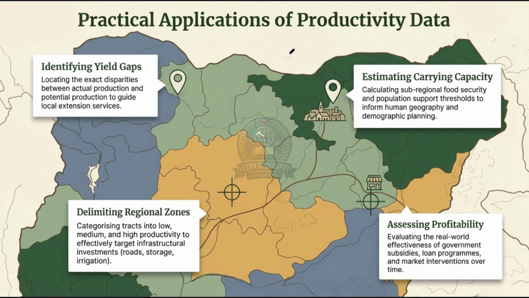Practical applications of productivity data. Identifying yield gaps, locating the exact disparities between actual production and potential production to guide local extension services. Estimating carrying capacity, calculating sub-regional food security and population support thresholds to inform human geography and demographic planning. Then delimiting regional zones, categorizing tracts into low, medium, and high productivity to effectively target infrastructure investments, routes, storage, and irrigation. Assessing profitability, evaluating the real-world effectiveness of government subsidies, loan programs, and market interventions over time.